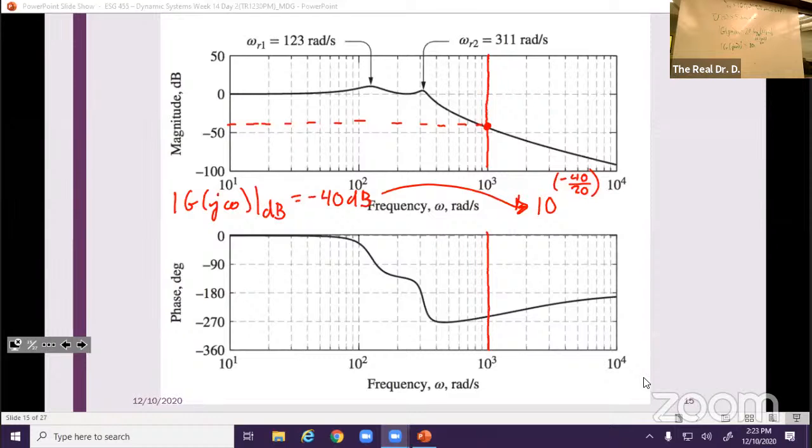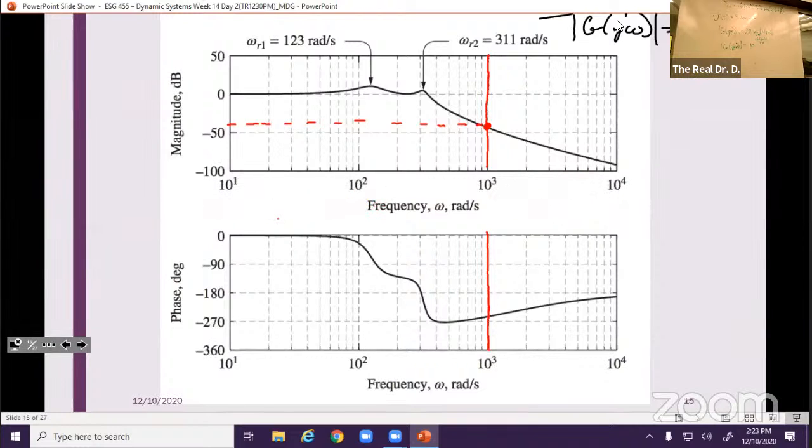0.01, nice, nailed it. All right, so this is equal to 0.01. So g of j omega equals 0.01. What about my phase? Yeah, you know, negative 260-ish, sure. Got to convert that from degrees to radians, right? So multiply 260 times pi over 180.